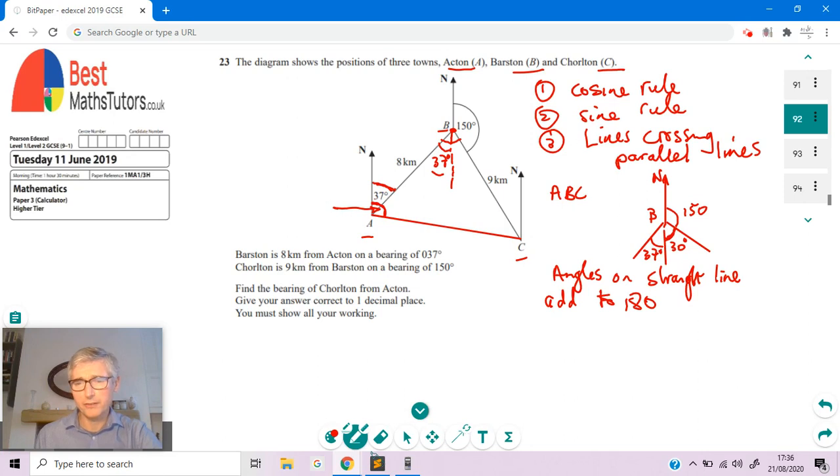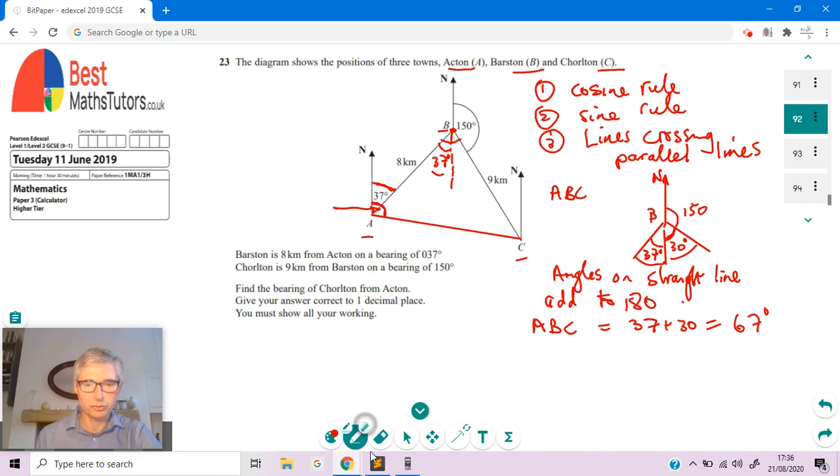And in fact, then if we add these together, that will tell me that the angle ABC is going to equal the 37 plus the 30. So 37 plus 30, and so that's going to give me 67. So we found the angle at the top of the triangle.